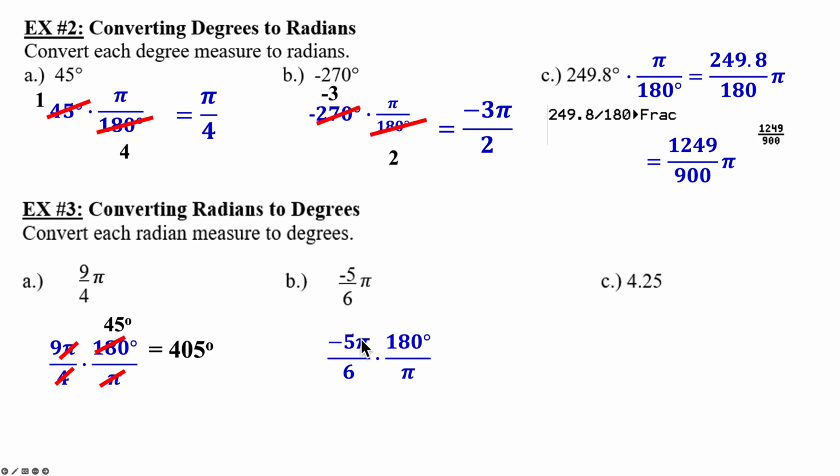-5 pi over 6 times 180 over pi, the pi symbols cancel. 6 goes into 180, 30 degrees, times -5, -150 degrees.